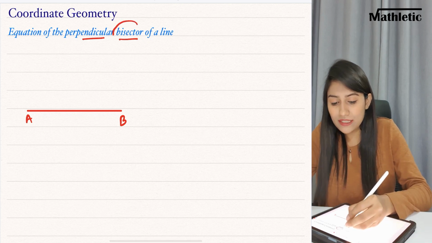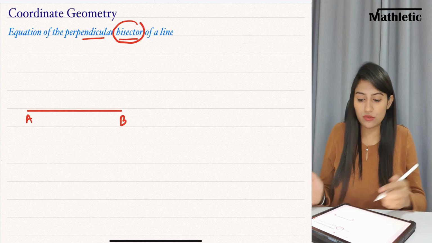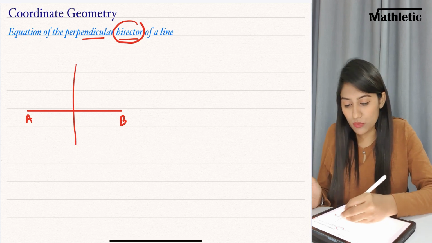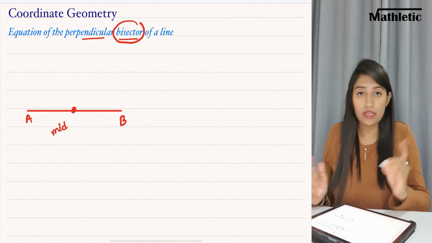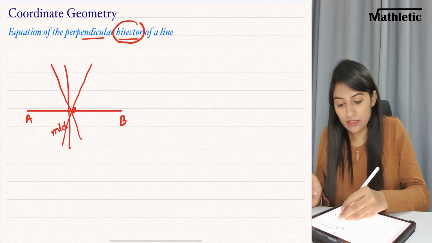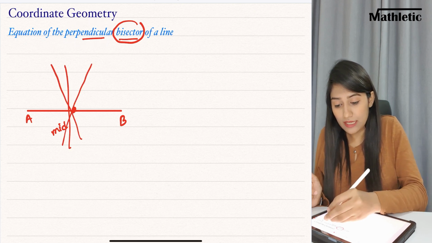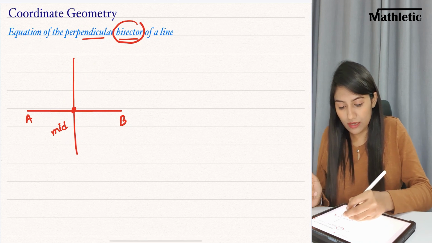Bisector means the line we are talking about will divide this into two equal parts, right? So it is supposed to pass through the midpoint of this AB. And you cannot just draw any random line here. It has to be perpendicular, as in the angle should be 90 degrees. So that's how it should look.